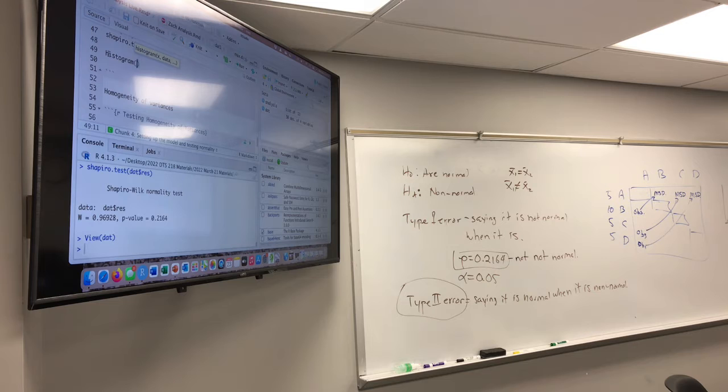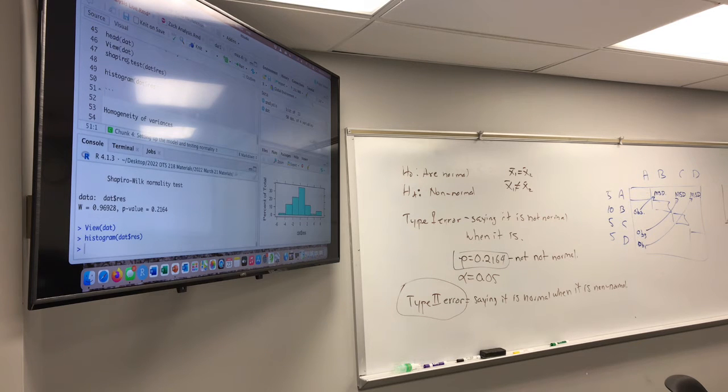Sometimes R is arcane, sometimes R is not arcane. In the case of making histograms in base R, it's pretty simple. You just ask it for a histogram. A histogram of what? And it gives us a plot. And this plot, how does this plot look to you?